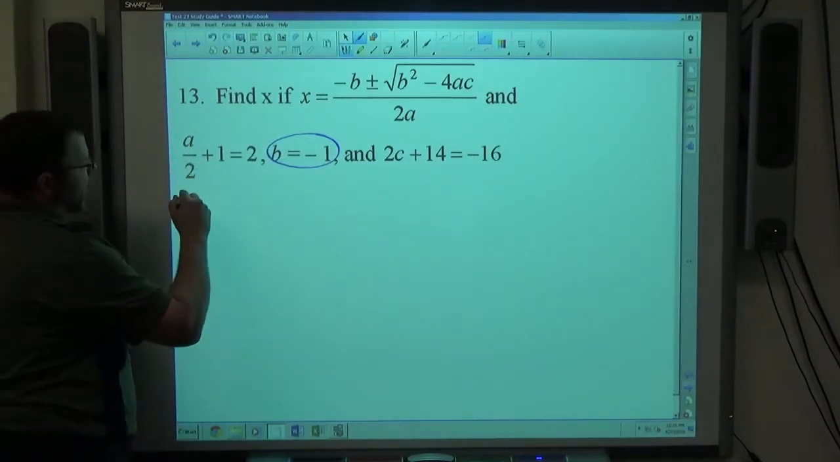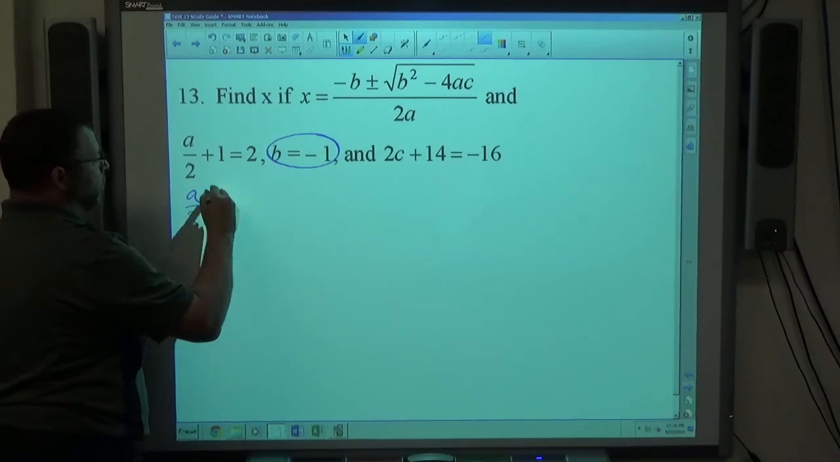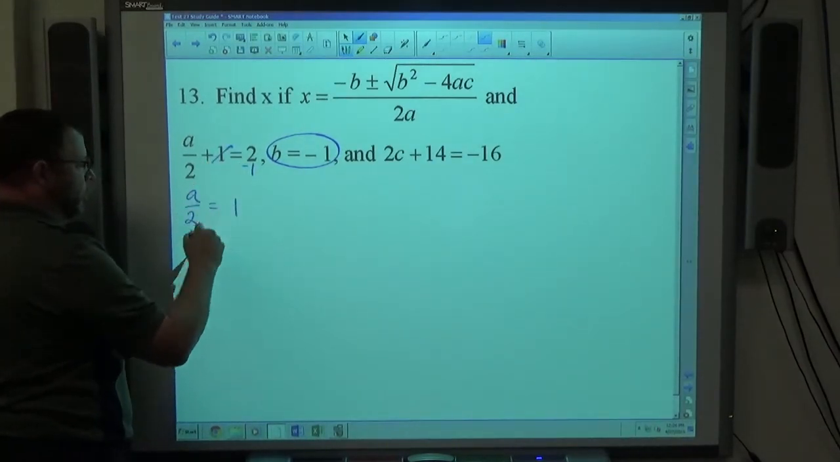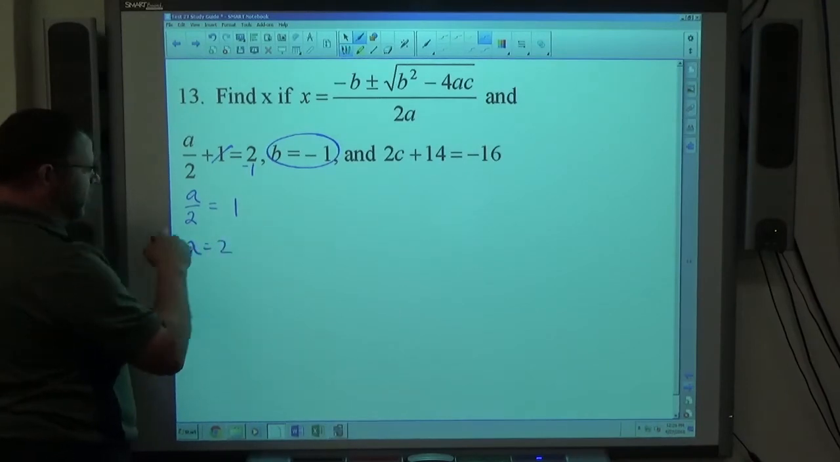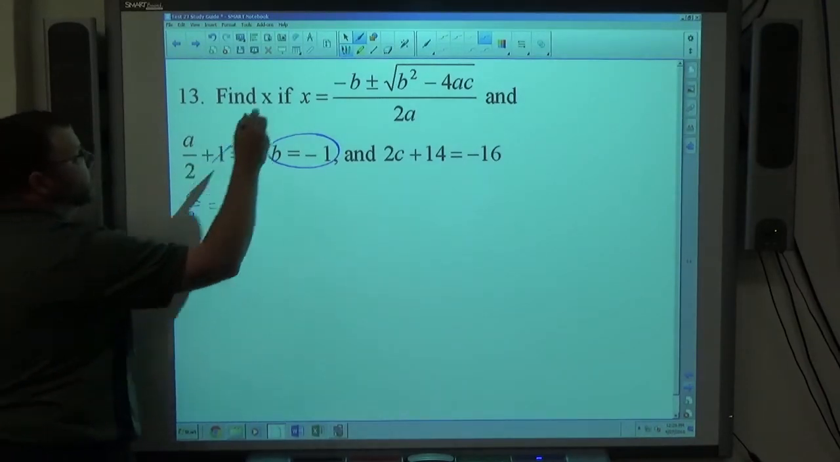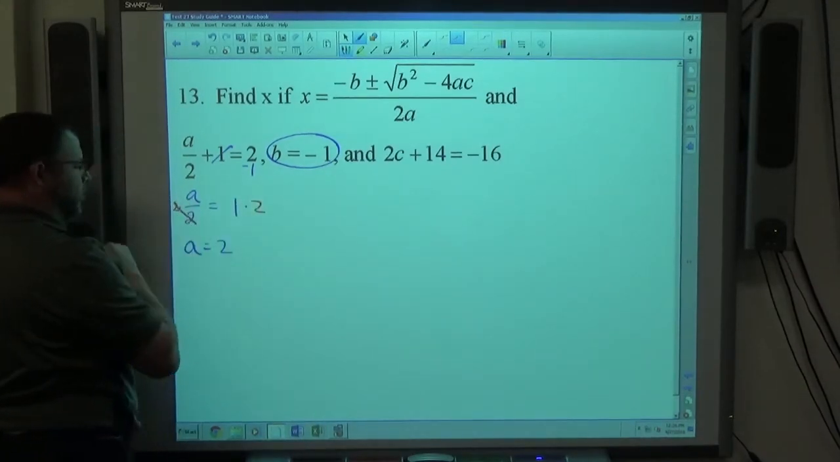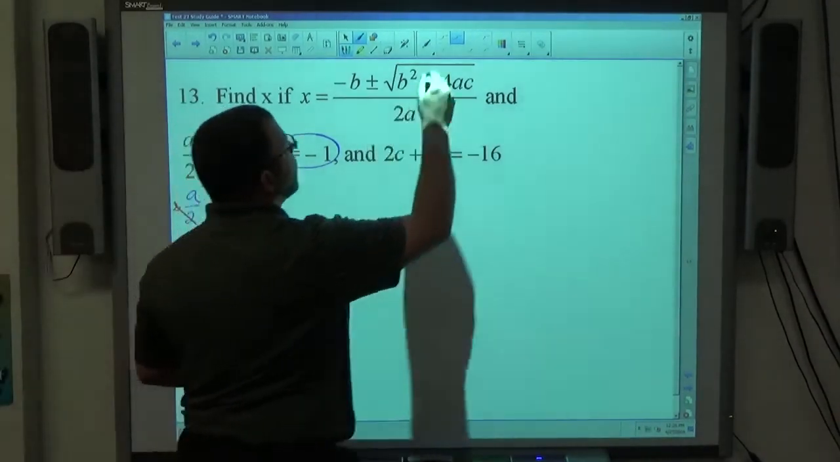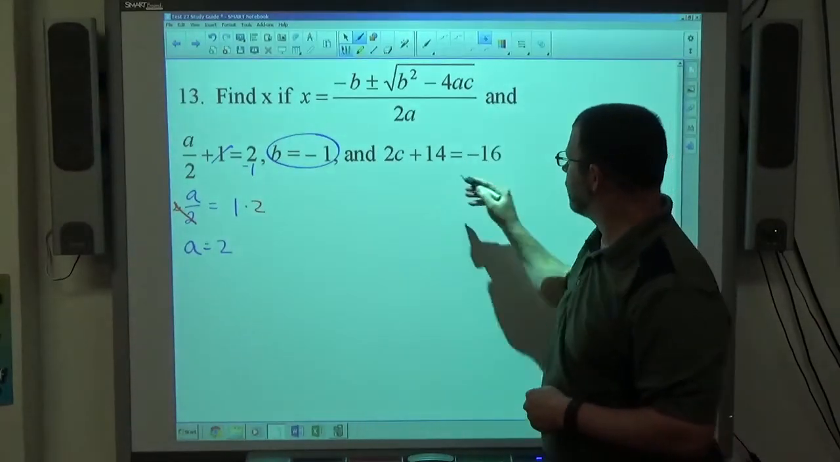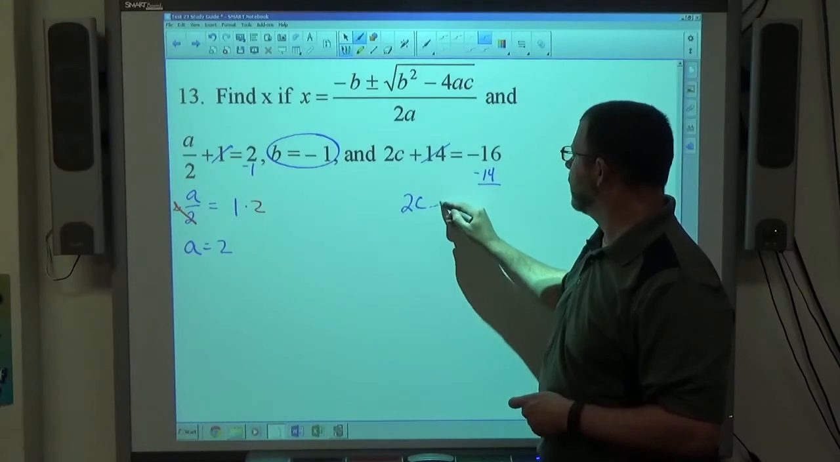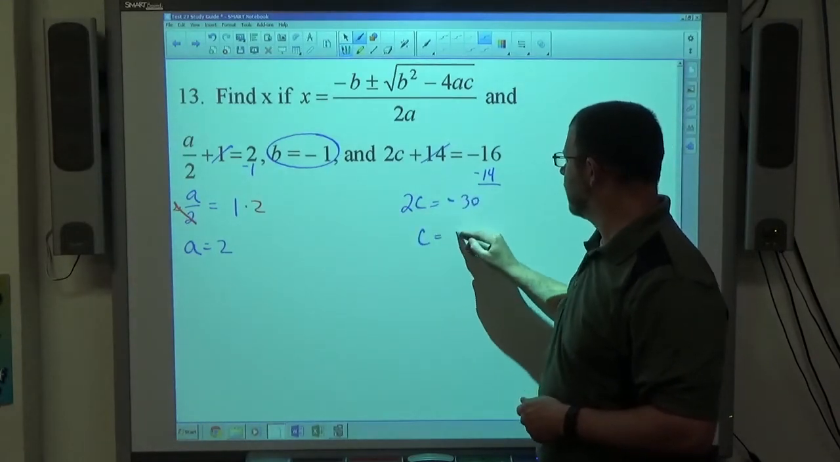So if I have, of course, A over 2 equals, I move the 1 over. 2 minus 1 is 1. If A divided by 2 is equal to 1, A must equal 2, because you've got to double both sides. So basically, times 2 gets rid of the fraction, times 2 gets the answer. Over here for C, 2C plus 14 equals negative 16. Move the 14 over, becomes negative. 2C is equal to negative 30, so therefore C must equal negative 15.